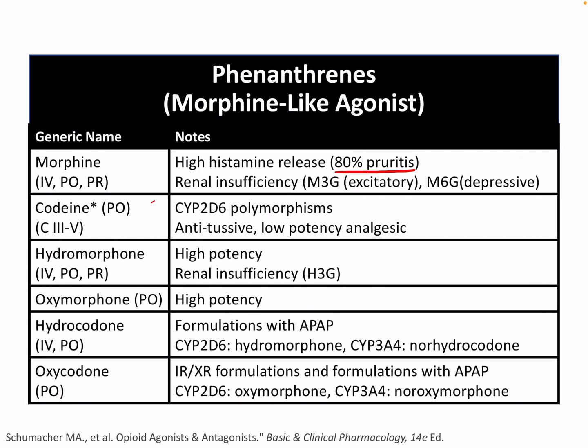In patients on morphine with renal insufficiency, you can have an accumulation of two metabolites, M3G and M6G. M3G is excitatory and M6G is depressive. Now, you might think that they would balance each other out, but usually one will overcome the other, and the patient can either have a seizure or have excessive sedation. So for that reason, you do want to avoid this in renal dysfunction.